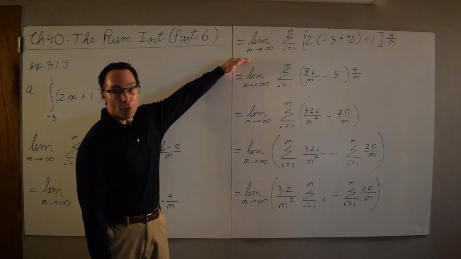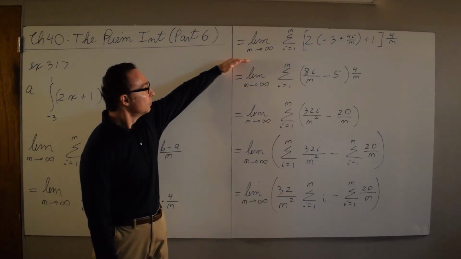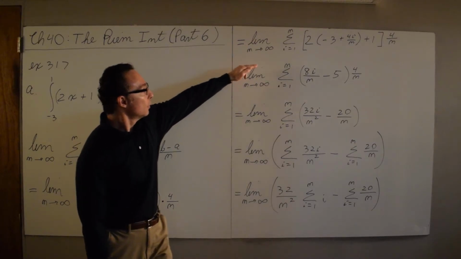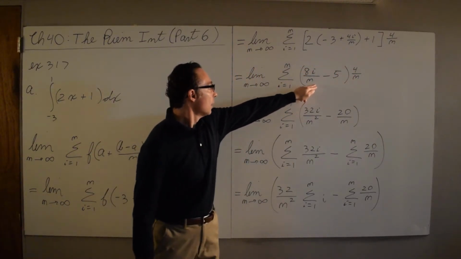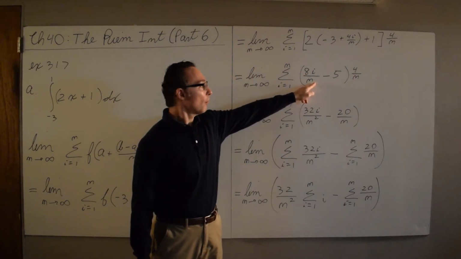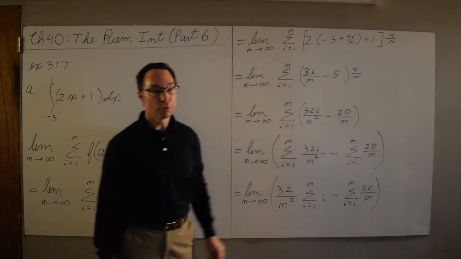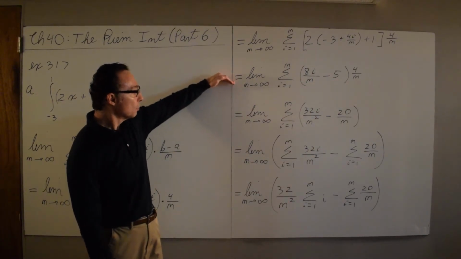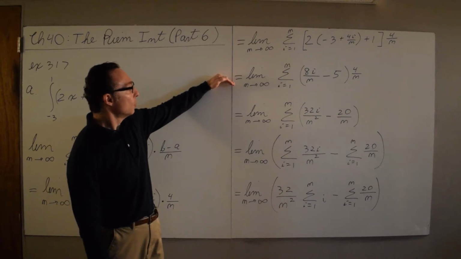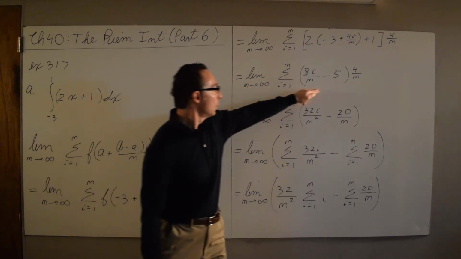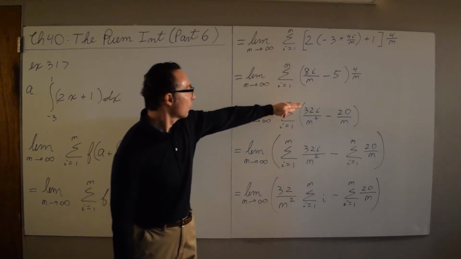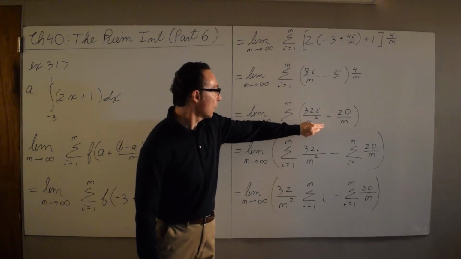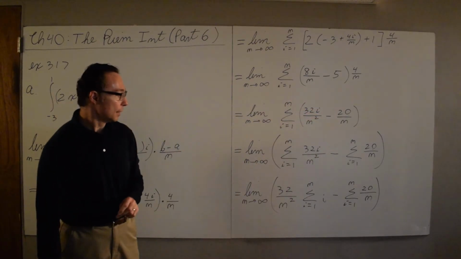Now we simplify this algebraically. The thing in the square bracket is equal to 8i divided by n minus 5. So that simplified nicely. We'll distribute the 4 over n through this term, so we have 32i divided by n squared minus 20 divided by n.